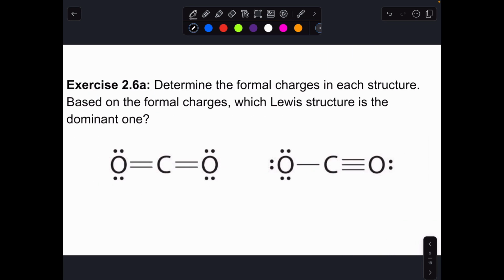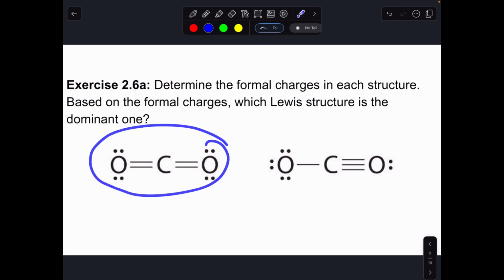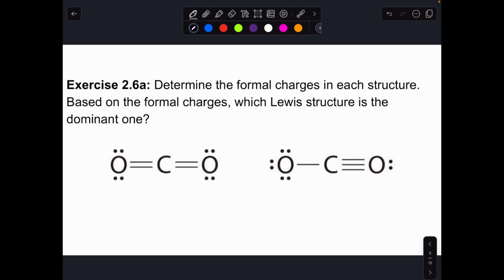So I'm given two structures here, and we're supposed to determine which one is the valid structure for CO2 using formal charges to support our answer. So I'm going to do each element individually. I'm looking at this oxygen first. Oxygen has 6 valence electrons. We then minus the lines, so minus 2, and then we minus the dots left on it, in this case 4. So the formal charge for this oxygen would be 0.